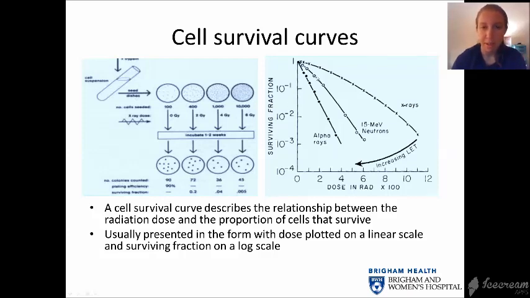So if you come over here to the cell survival curve, you can see that X-rays are over here. You have 15 MeV neutrons and then alpha particles. So it requires less dose to kill off the cells for alpha particles than it does for neutrons and X-rays. In fact, if you increase the LET, then it will require less dose to kill these cells. So that makes sense because alpha rays will interact with the DNA more readily. These cell survival curves are also presented in the form with the dose plotted on a linear scale. So this is a linear scale here, and the surviving fraction on a log scale here.